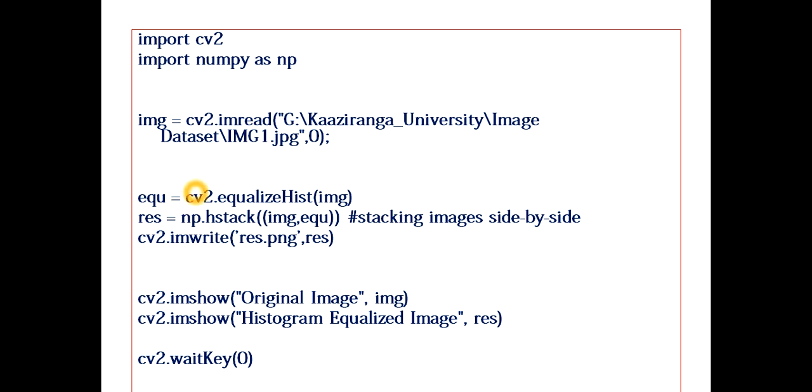Then, to stack the images side by side, this means the original image will be there and beside it we will have the histogram equalized image. For that, we are performing the stack function, so np.hstack(img, equ), and let it be stored in res. So that is for stacking images side by side. You may write it with the name res also.